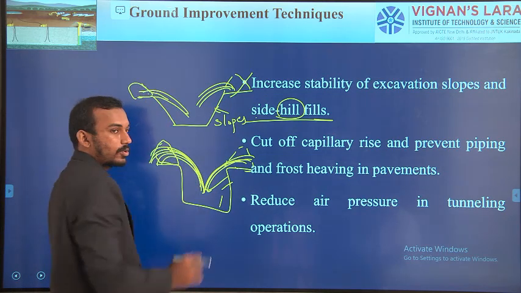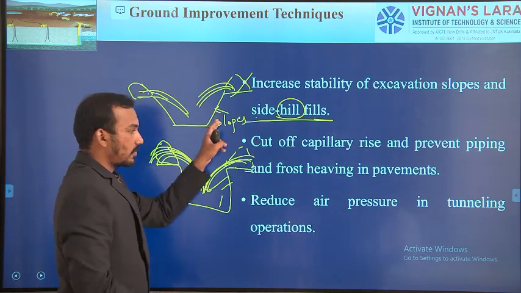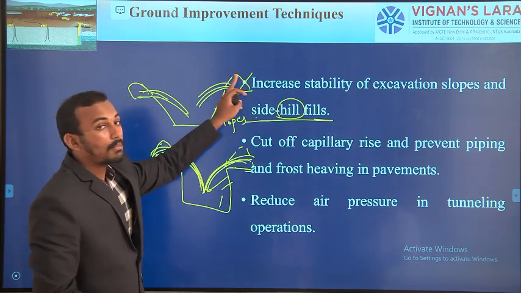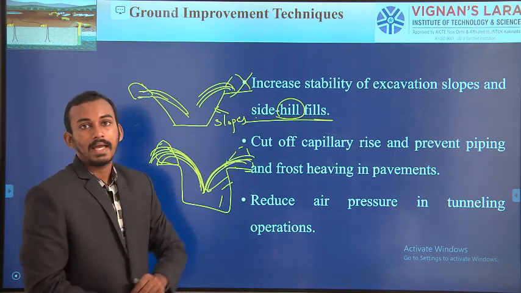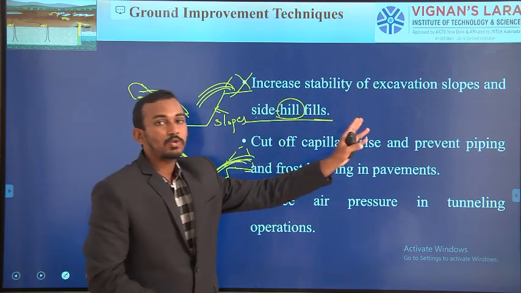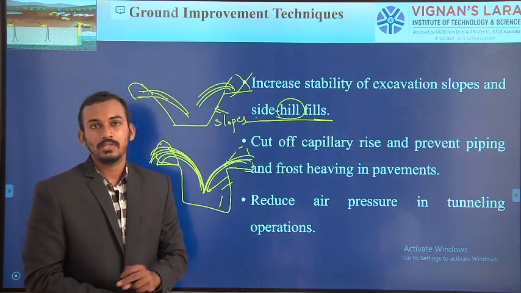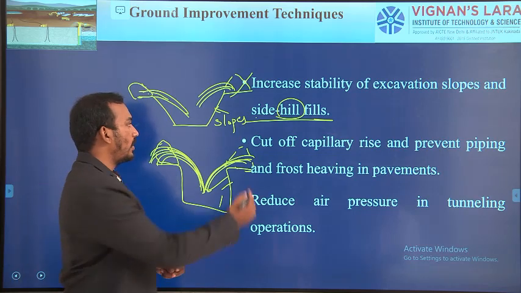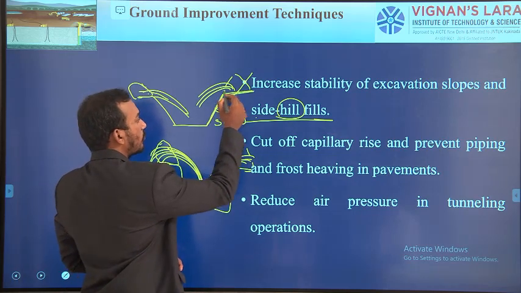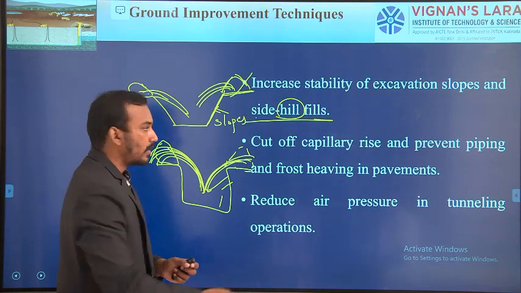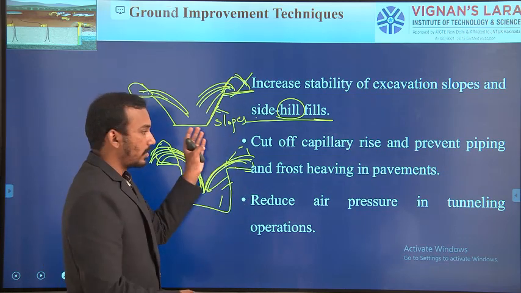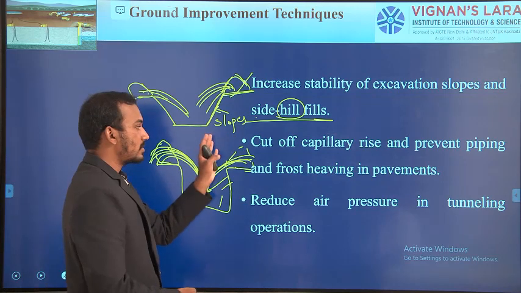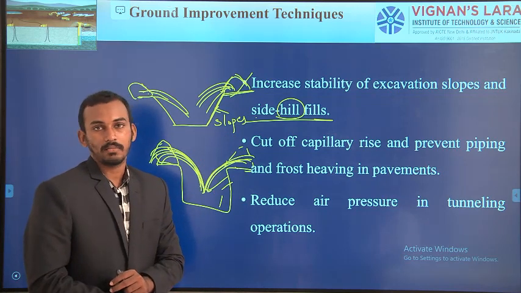Okay, in order to increase the stability of the excavation slope and the backfill that we provided just beside the excavation pit, to increase those two stabilities, we must use the dewatering method. If any water content is available in these slopes and this backfill, then they may immediately collapse into the excavation pit. So in order to prevent it and to increase its stability, we must use dewatering methods.